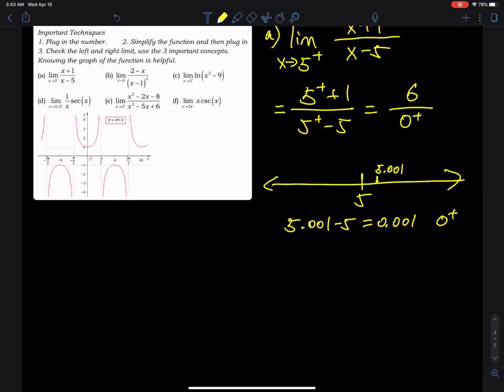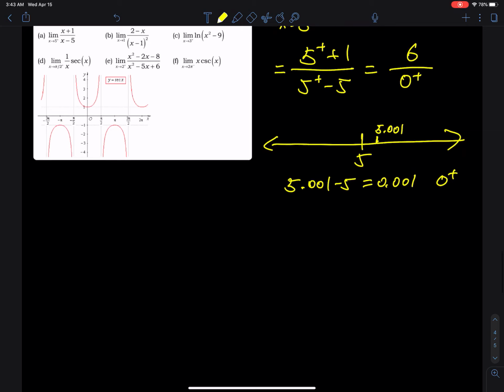Now that gives me something very interesting: 6 divided by a number that is a little bit greater than 0. How do we get this? Let me show you how. So 6 divided by 0 plus. This is a little technique that you have to use a lot in limits. Imagine this: you have 6 divided by 0 plus, something a little bit greater than 0. Let me give you a number.